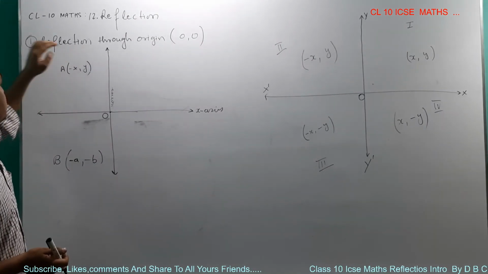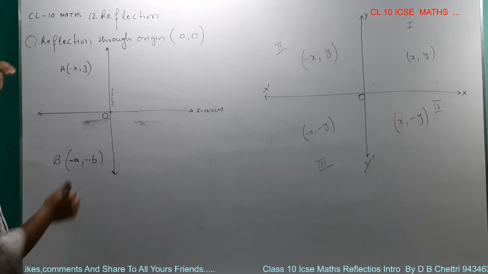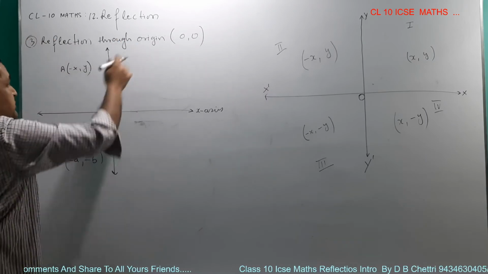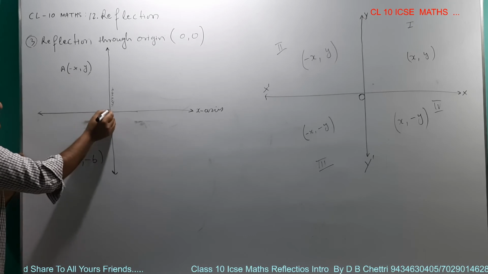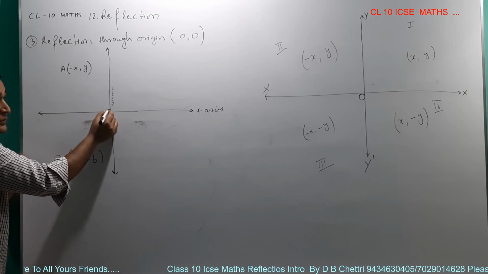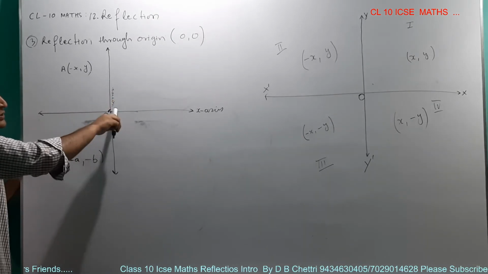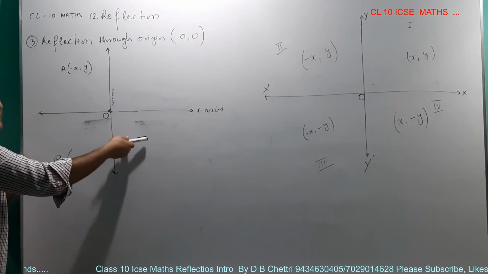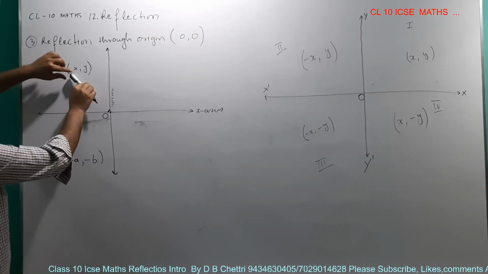When reflecting through the origin, this is the third one. Reflection through origin means that when you reflect through this corner, the origin is here. The mirror is placed at this point, and the image is formed from behind this mirror. That means in the fourth quadrant. Remember, you have to look like this.